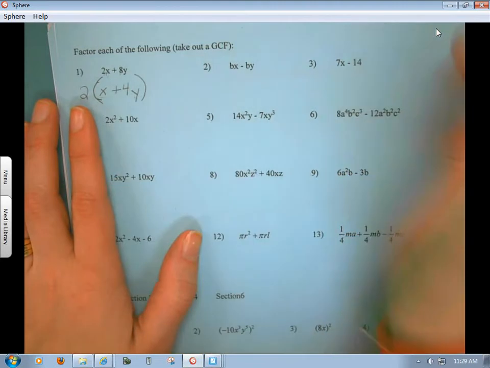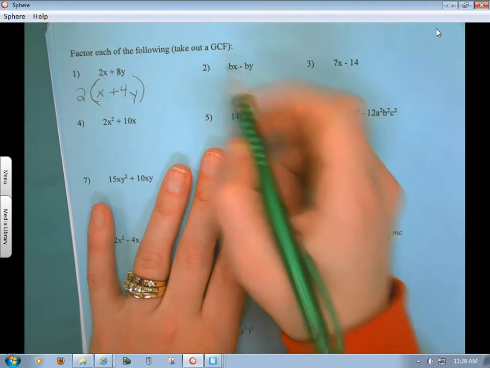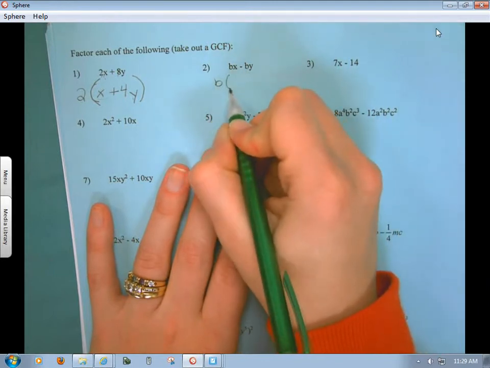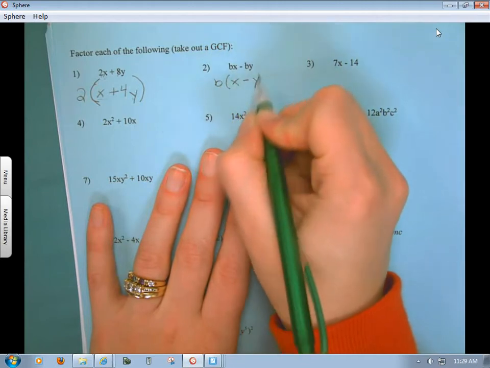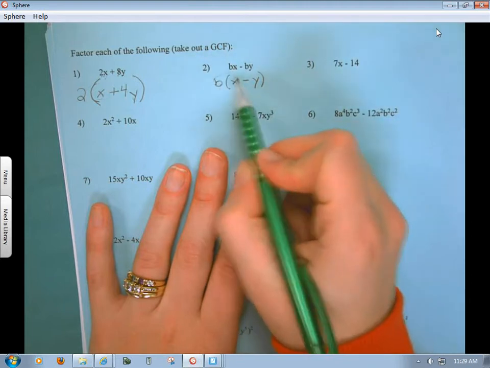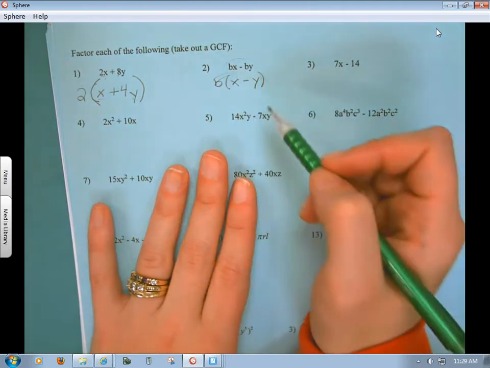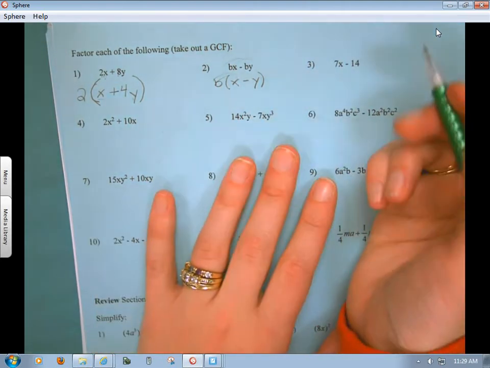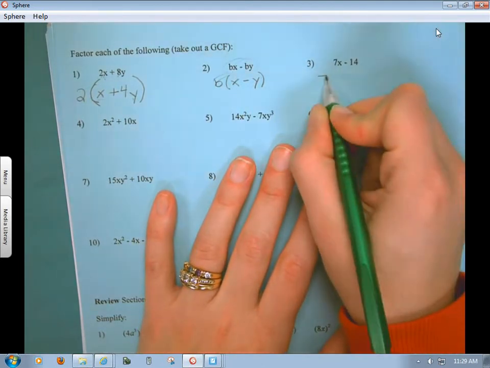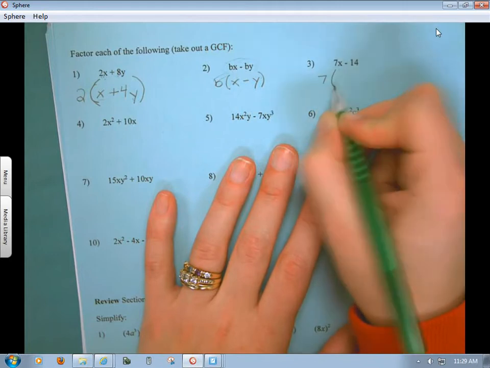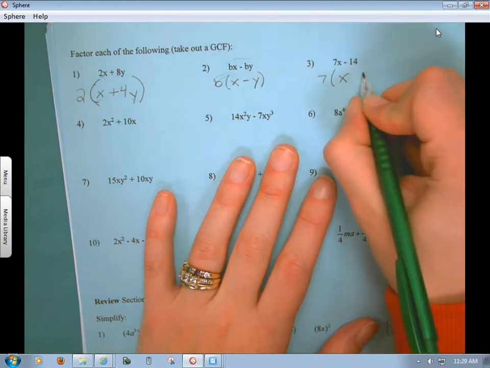Let's try another one. bx minus by. What's in common? They each have a b. So divide it out. bx divided by b is x. by divided by b is y. You can see that if you distributed this back in, you'd be left with bx minus by. So distribution is a way you can check your factoring by GCF. Over here, 7x minus 14. Look at the 7 and the 14. Their GCF is 7. Divide it out. 7x divided by 7 is x. 14 divided by 7 is 2, and that's negative.